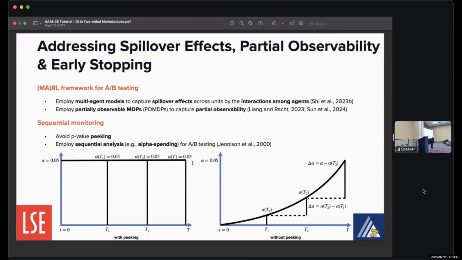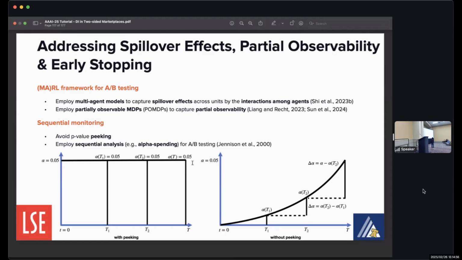Okay? But here, the key is that we probably do want to avoid p-value peeking. So what it means is that suppose we conduct the test at these three time points. At time point T1, you set the significance level to be 0.05 and then do the test. Now, if it fails to reject the null hypothesis, you wait until time point T2 and then apply the same procedure by again setting the significance level to be 0.05. And then if you are still not able to reject the null, you wait until the end point and do the test again.